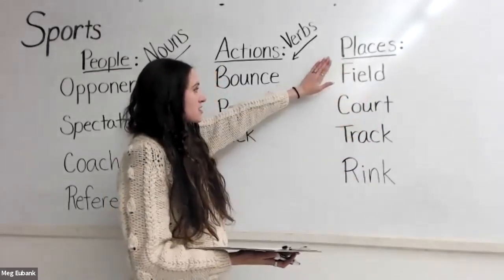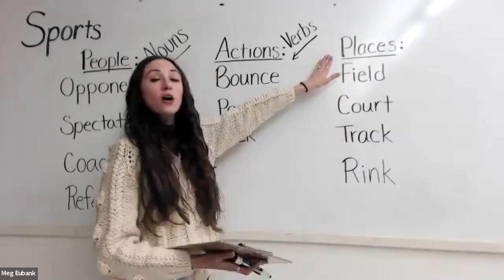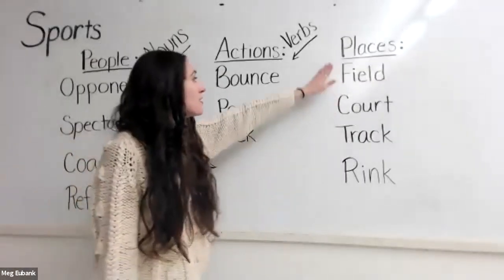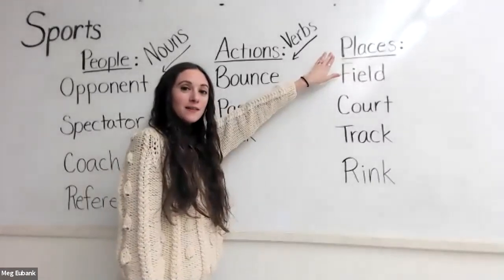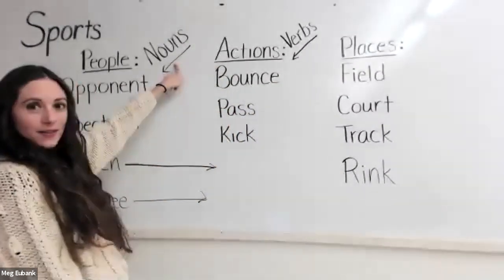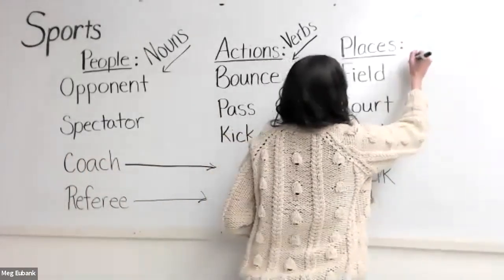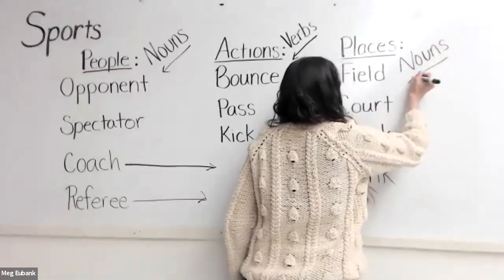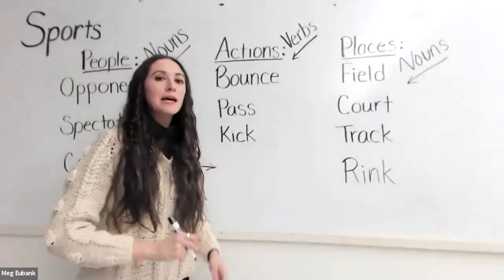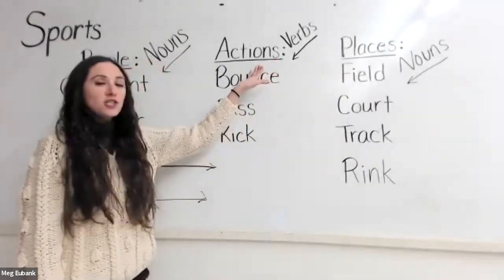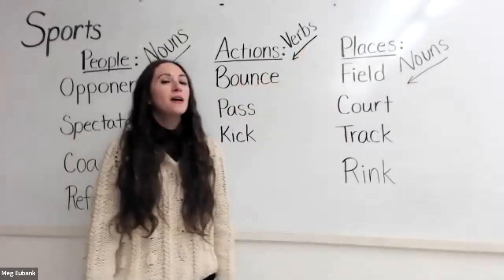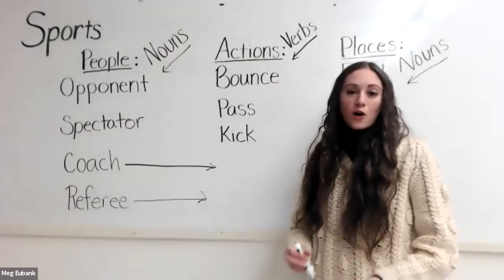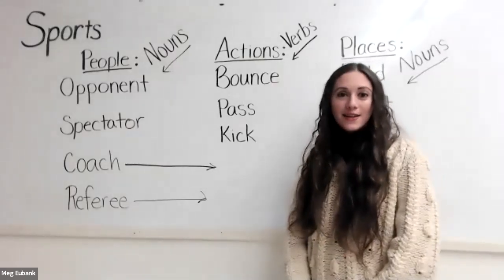And these things, field, court, track, and rink, are all places. And what part of speech are places? If you said nouns, you would be correct. So these are also nouns, because remember, people, places, and things are nouns, and action words are verbs. So here are some words that you can now use when you are talking about sports or athletics.